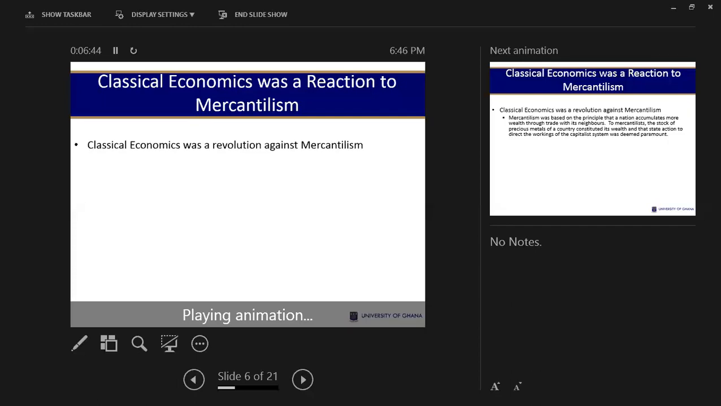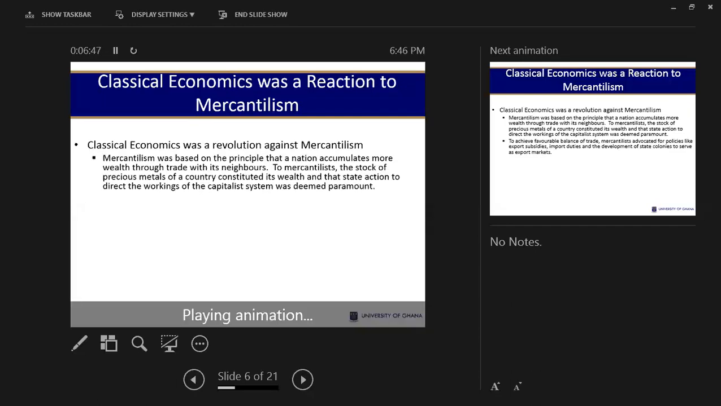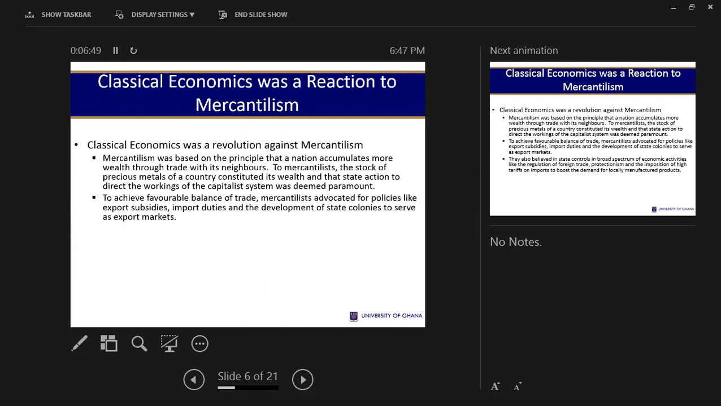So they were adopting policies like export subsidies. Okay, so when they give subsidies on exports, then the locally made goods can travel to the outside world. So these subsidies tend to encourage exports. Then they impose import duties, high import duties, just to discourage importation. Okay, and I'm sure by now you know when you combine these two, you are bound to have a positive, a favorable terms of trade. When you subsidize your exports, then you have a higher value for exports.